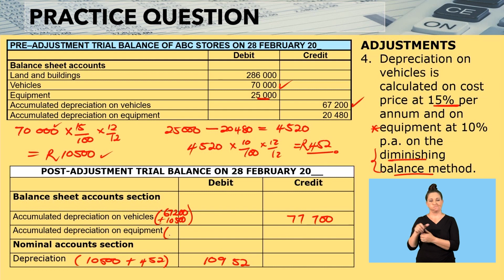I'll do the same with my equipment, where I had 20,480, and then I'm adding the new depreciation amount, which is 452. Then I'll have a total which is 20,952. This is how you would then do your depreciation when you are recording in the post-adjustment trial balance.